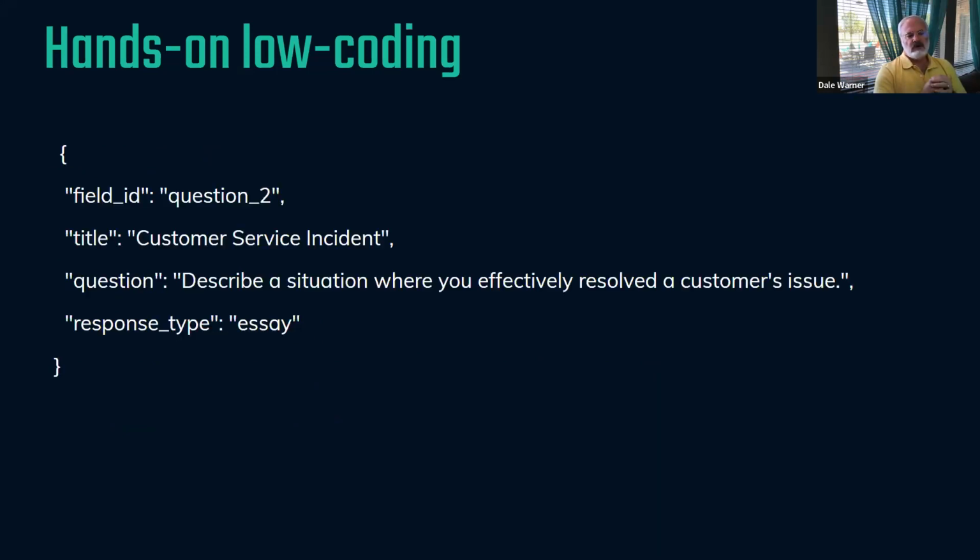Our second field that we're going to be dealing with is a type of essay. So we have the same things: a field ID, a title, a question, and then it's doing an essay type. So we're going to add a large text field instead of a text field, a text box.